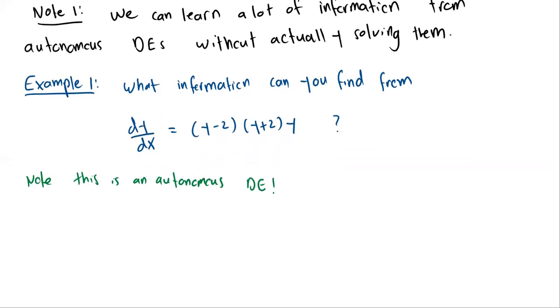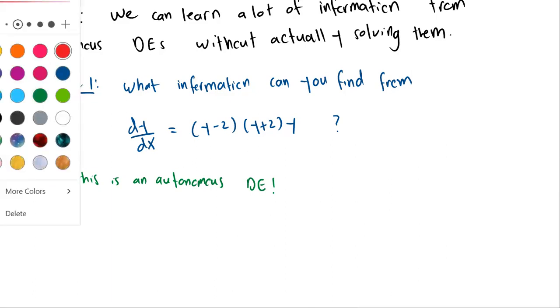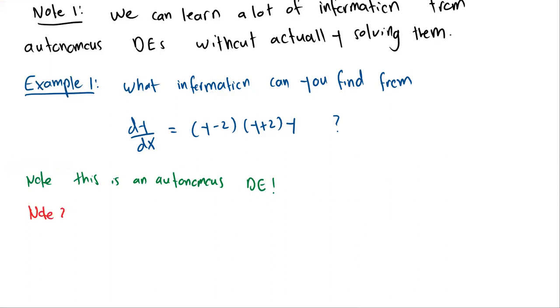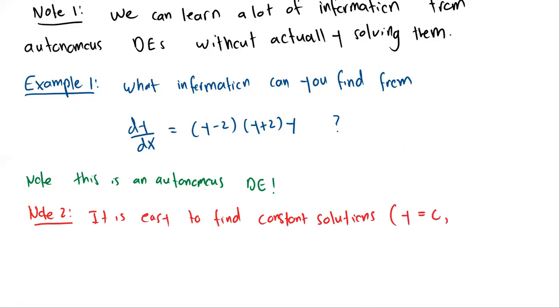Now, the first property about autonomous differential equations that is useful for us is that it's very easy to find constant solutions. That means it's very easy to find solutions y equals a constant. Okay? And I'll show you how to do it. So I'm going to write it as a note. Note 2: it is easy to find constant solutions, which means solutions of the form y equals c, where c is a constant.